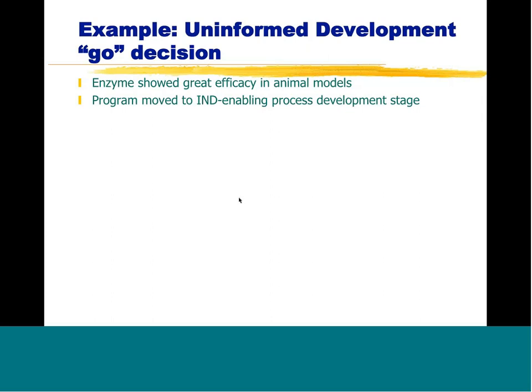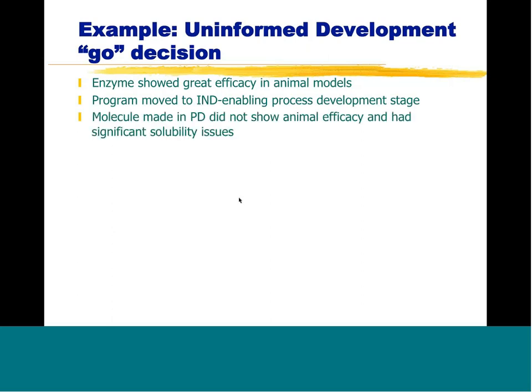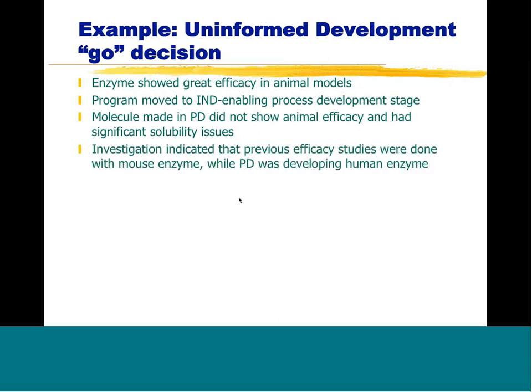Another example was a case of an enzyme. It was a very interesting molecule. It showed efficacy in animals. We moved to IND-enabling studies. The process development folks started developing the clinical candidate, and it was not efficacious. So, big surprise, it wasn't even as soluble as what was done in the research group. A lot of back and forth, of course, sometimes you point fingers and say, well, you guys don't know how to make a protein.